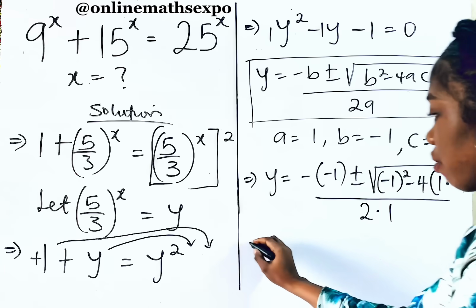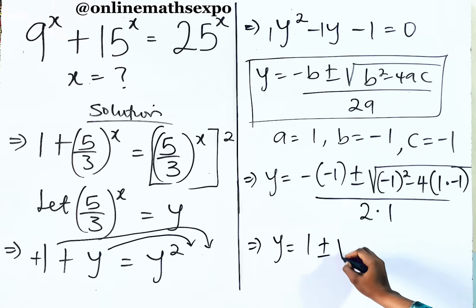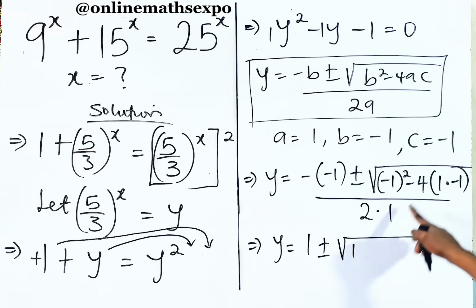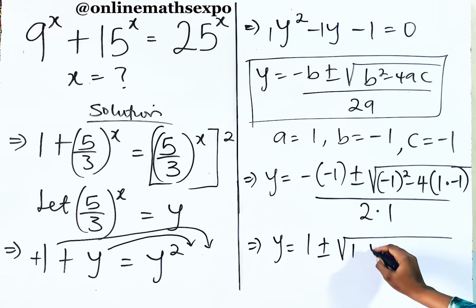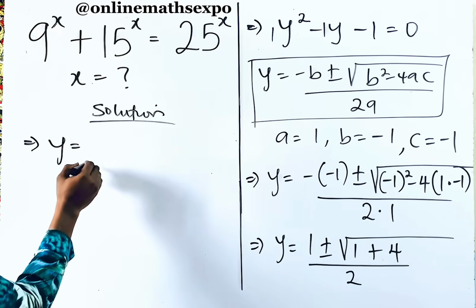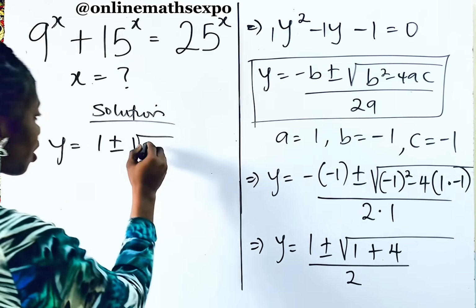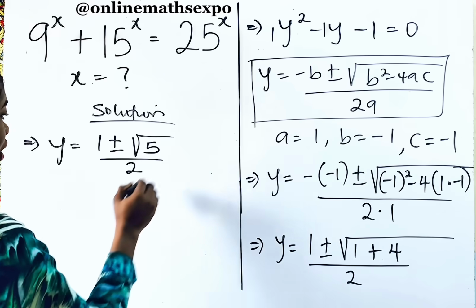So if you keep simplifying, y will give us positive 1 plus or minus square root of negative 1 squared, which is negative 1 multiplied 2 times, and that will give us 1. When you multiply this, it gives us positive 4, okay? And it is divided by 2. So keep solving. y is going to be 1 plus or minus square root of, if you add this, it gives you 5, divided by 2.